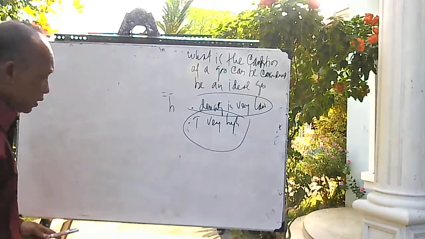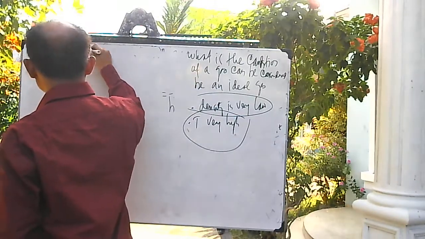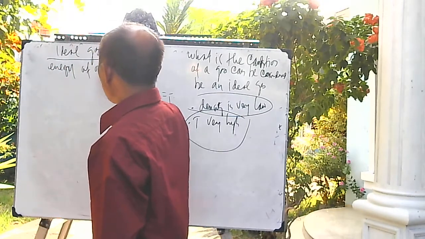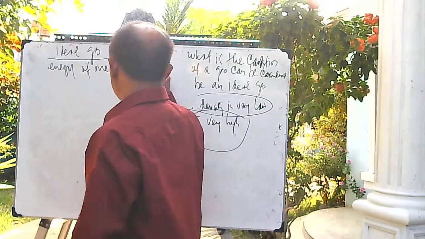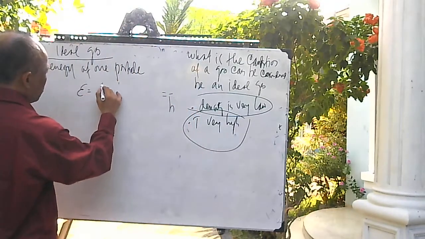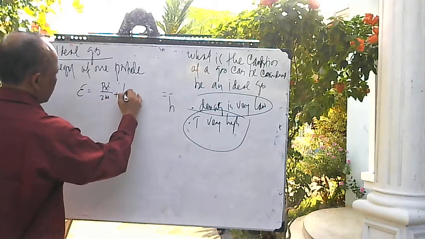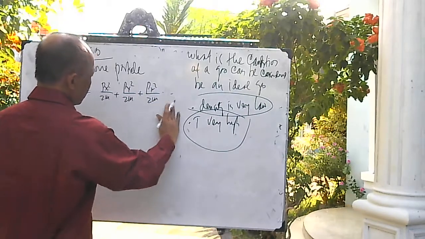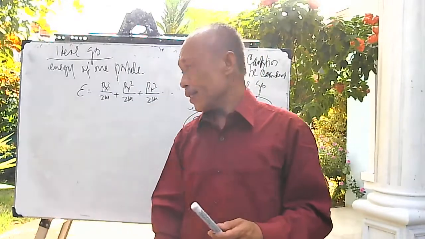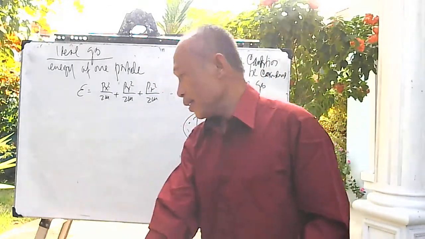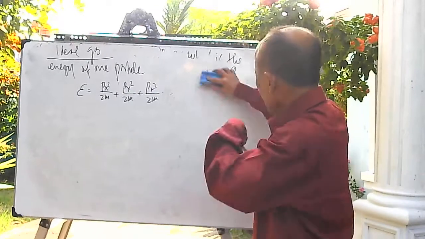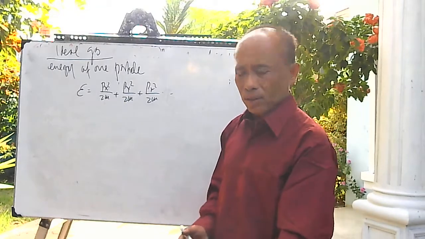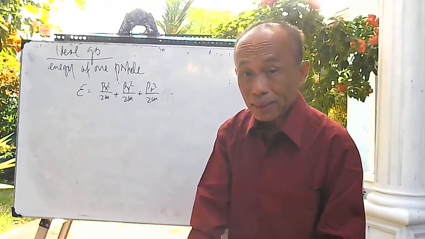Now, for an ideal gas, the energy of one particle is only energy equals px squared over 2m plus py squared over 2m plus pz squared over 2m. This is the energy of one particle inside the assembly of an ideal gas. So we have to apply this expression into the partition function of the continuum assembly.